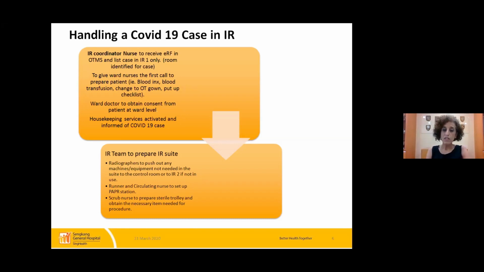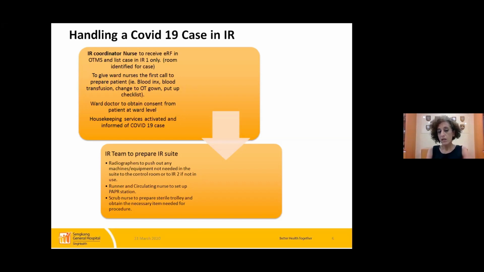We generally ask the ward doctors to take consent, but if required, and if this is a very special case, you can make use of technology like a WhatsApp call, which is a video call, to then make the necessary information available to the patient.